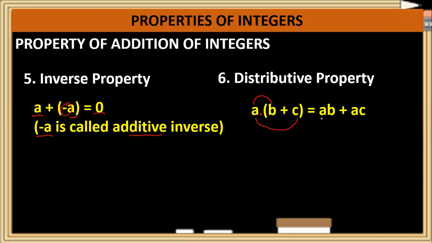Okay? So, kaya ang naging answer, so A times B will give you AB, A times C will give you AC. And we carry the same operation, the same sign. Ano bang operation? It's adding. So, that is what we call the distributive property. So, whatever ang answer dito, same din yung magiging answer natin dito. Okay? So, that is the last property in adding integers.